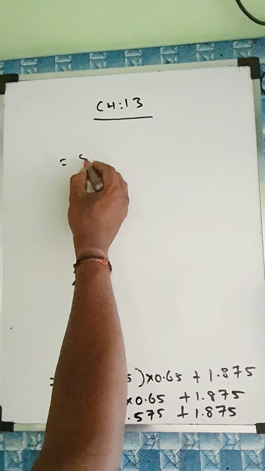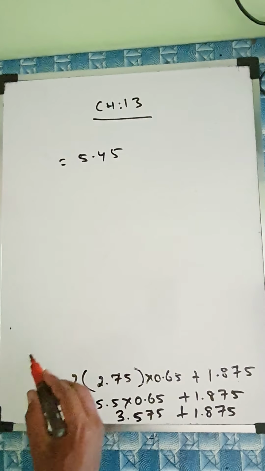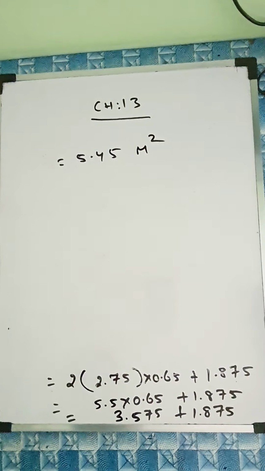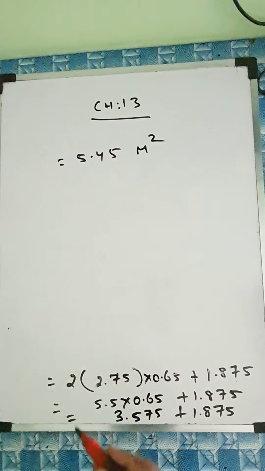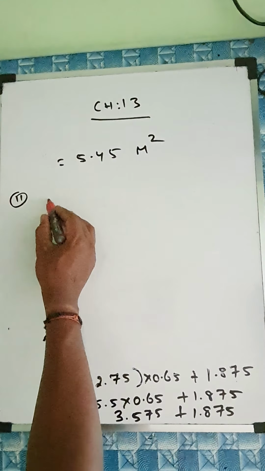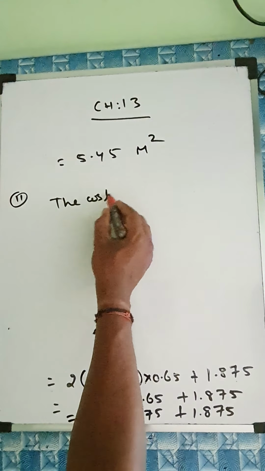So it will be 5.45. Yeah, zeros are not needed, so just write here meter square. Okay, and the second one, the total cost of the sheet. So for the second one, we have to find out the total cost, the cost of the sheet.